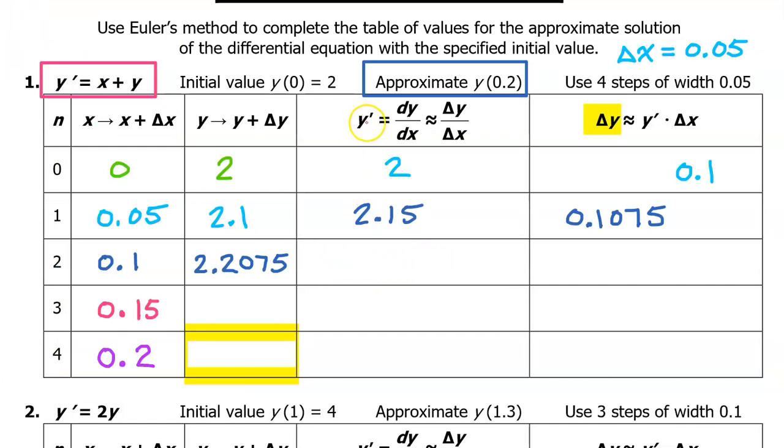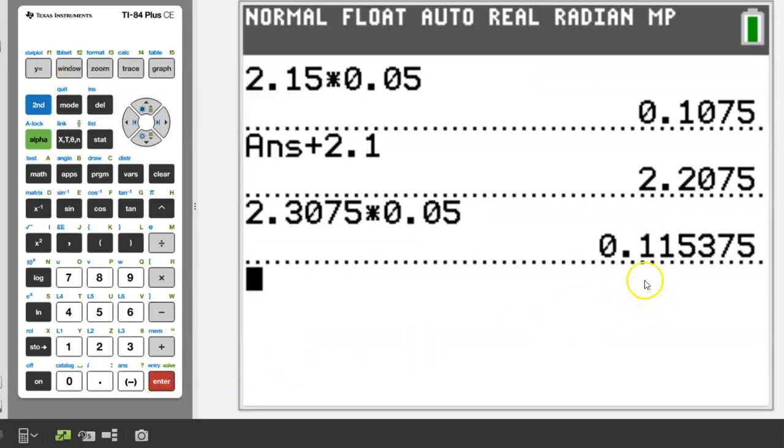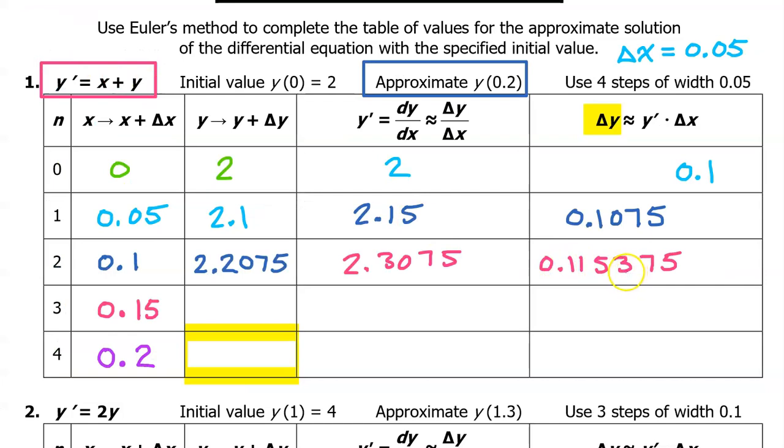It's time for y prime, which is x plus y. So that's 0.1 plus 2.2075, which gives us 2.3075. Then we find delta y by multiplying y prime times delta x. So that's 0.115375. That's delta y. So we can get the next y value by adding delta y to the previous y value.